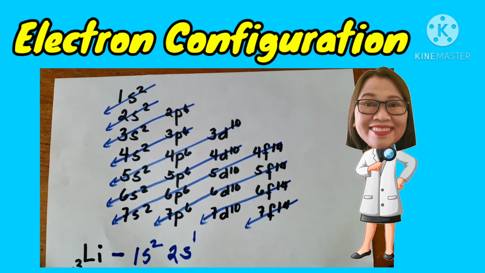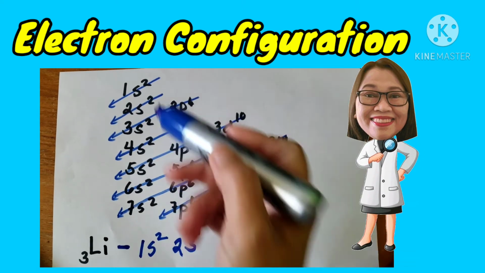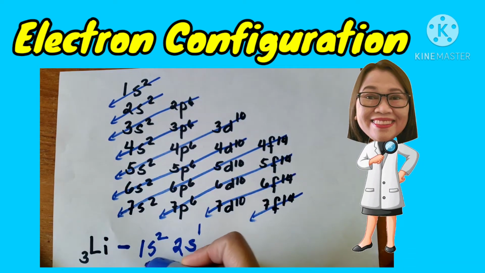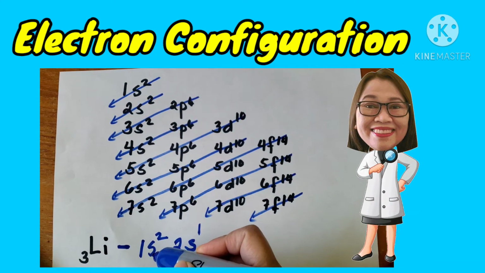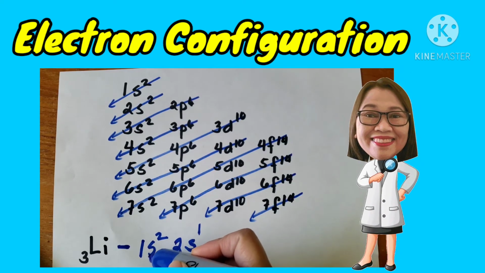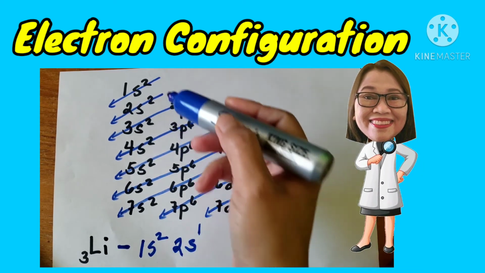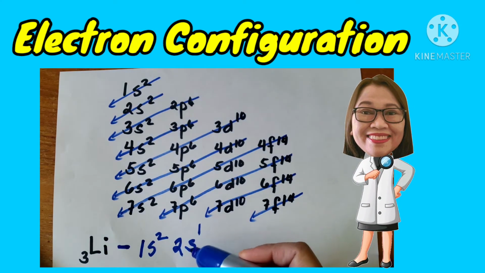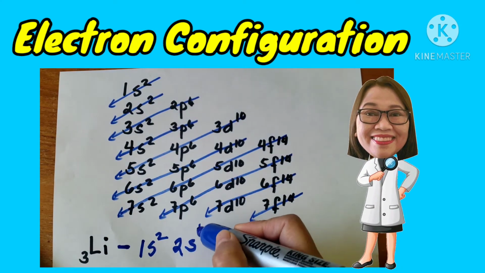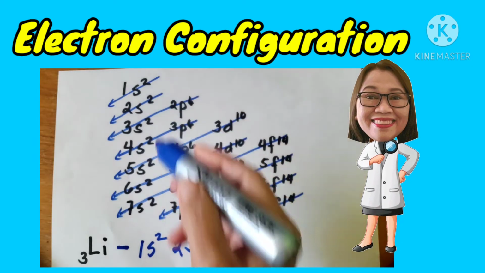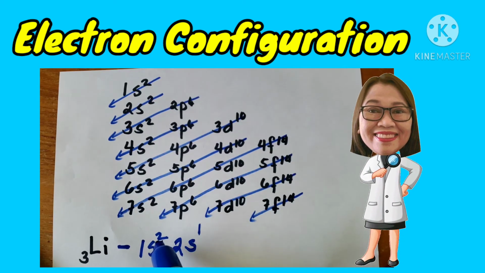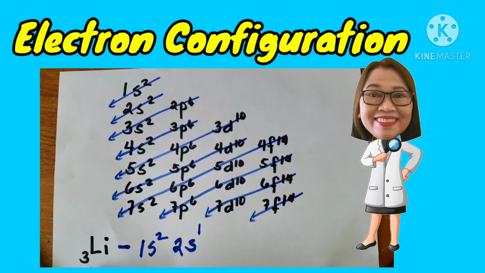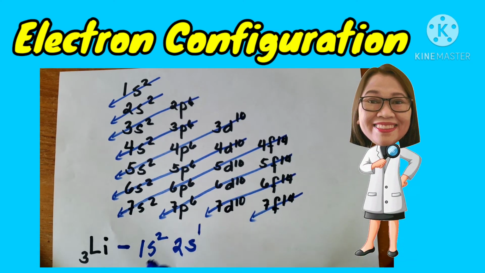Alright, so to write the electron configuration of lithium, I'm going to start with 1s2. I'm going to copy it. So that is 1s2. That means the first two electrons are in the first energy level. And then I'm going to move to the second energy level and I'm going to copy 2s. But if you will notice, I just write 1 instead of 2, because if I add this 2 plus 1, the total is 3, which is the atomic number of lithium.